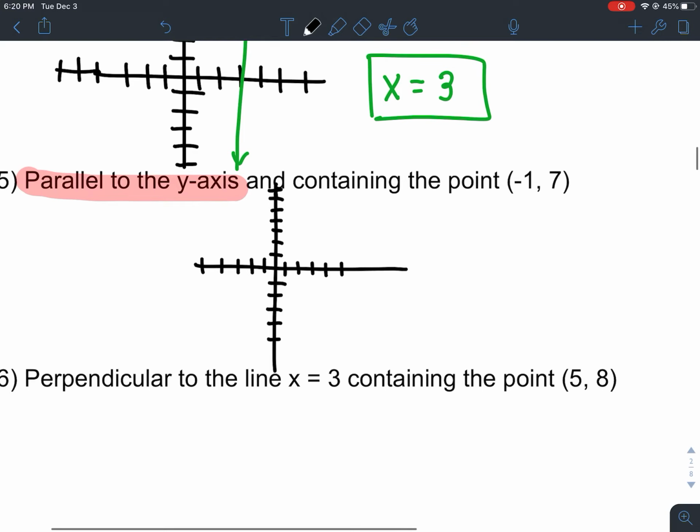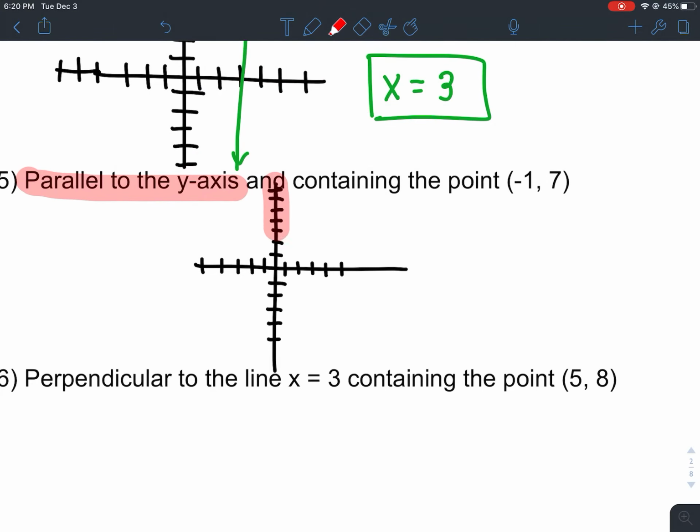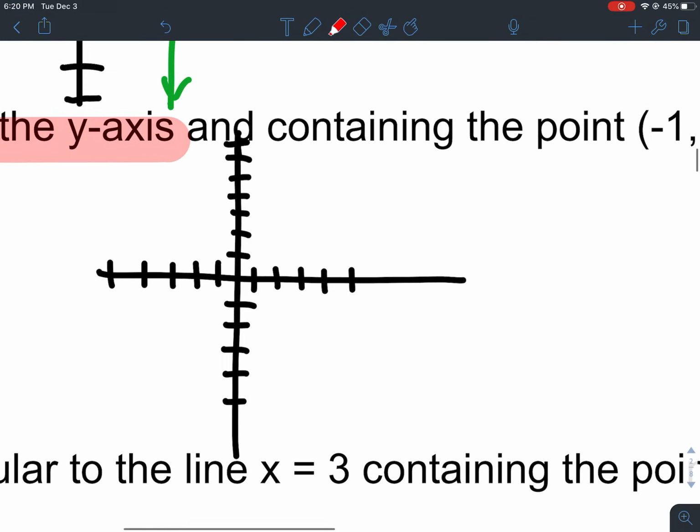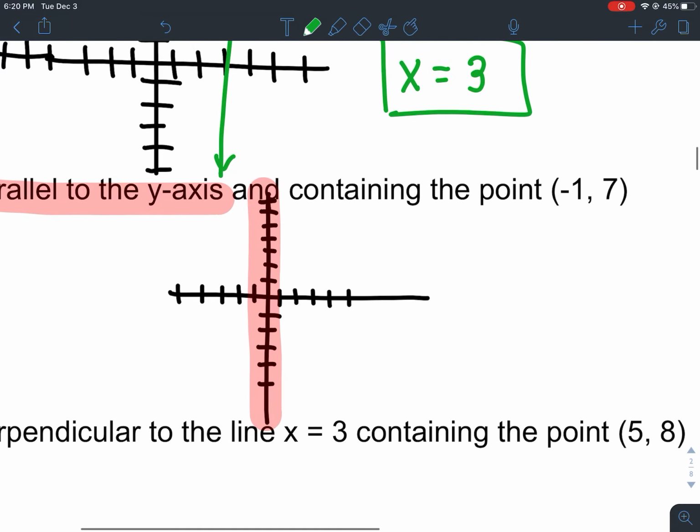Okay. So I want it parallel to the y-axis, so I'm going to highlight the y-axis real quick. I'm highlighting that. Oh, I guess I can't make it a little smaller, but it's okay. I want it parallel to that axis. So when I create a line, I do not want it to cross that y-axis. And then I want it to contain the point -1, 7. So let me plot that.